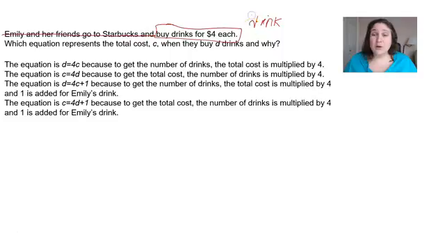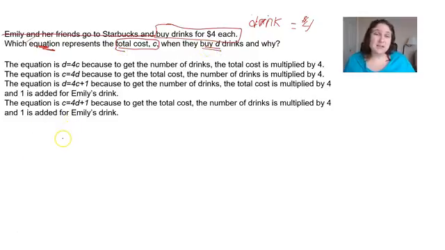Now, we know that technically speaking, that means that every single person would have to get the same drink, but let's use our imagination so we can handle it. It wants us to write an equation. So equations, remember, always have equal signs. So write an equation that represents the total cost when they buy D drinks and why.